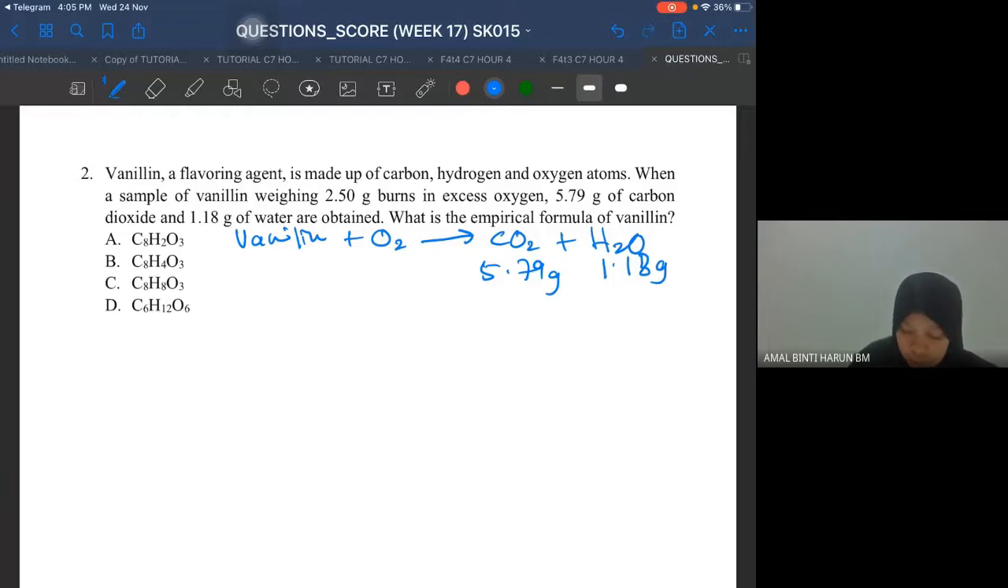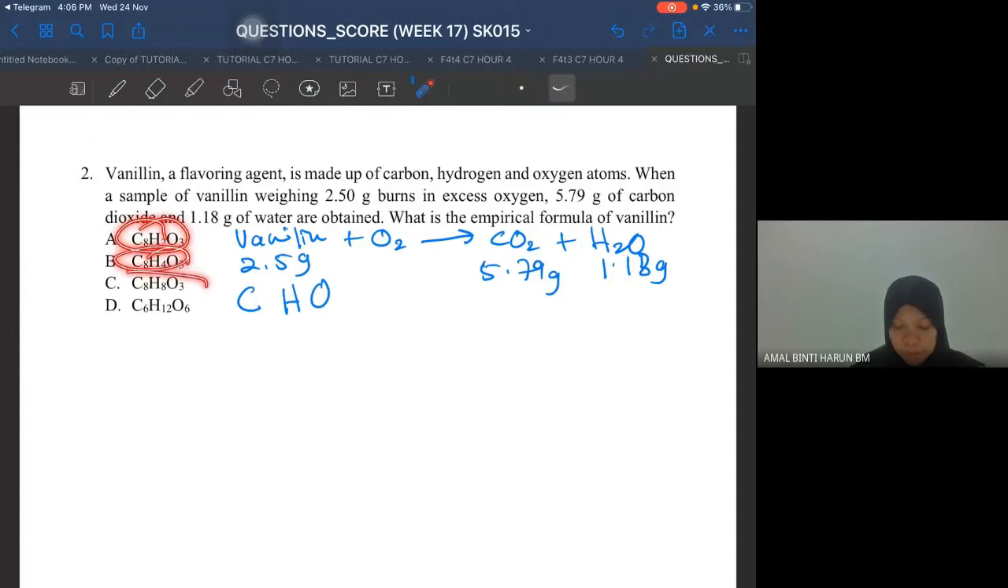Okay, so vanillin ni 2.5 gram burn. So we believe that the compound in vanillin consists of carbon, hydrogen and oxygen. Okay, so soalan pun kita boleh tengok dekat jawapan dia kan, CHO, tapi kita tak tahu ratio dia berapa kan. Ni kita nak cari. Then kita boleh cari berat karbon daripada berat CO2, berat hidrogen ini daripada berat water.